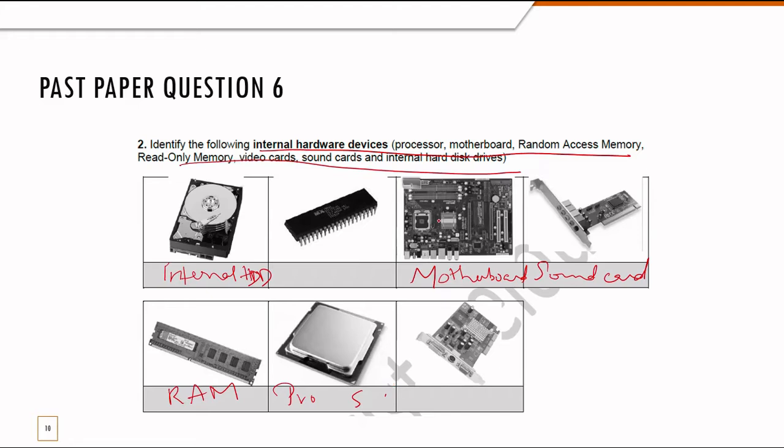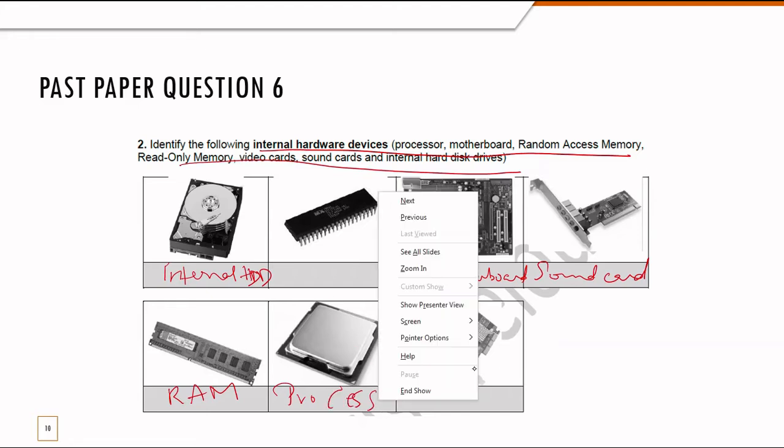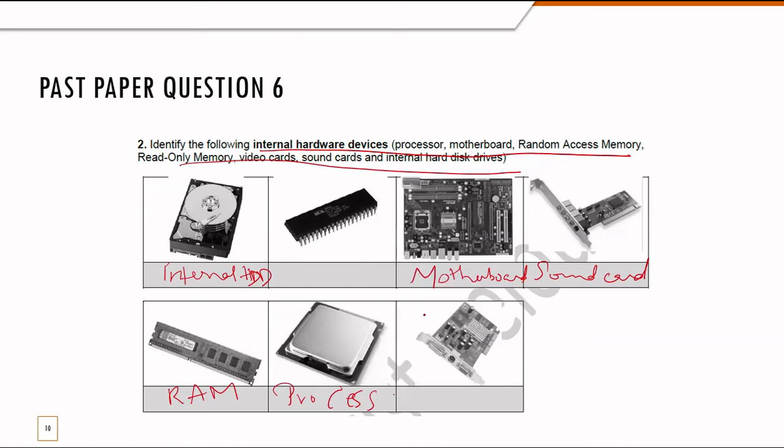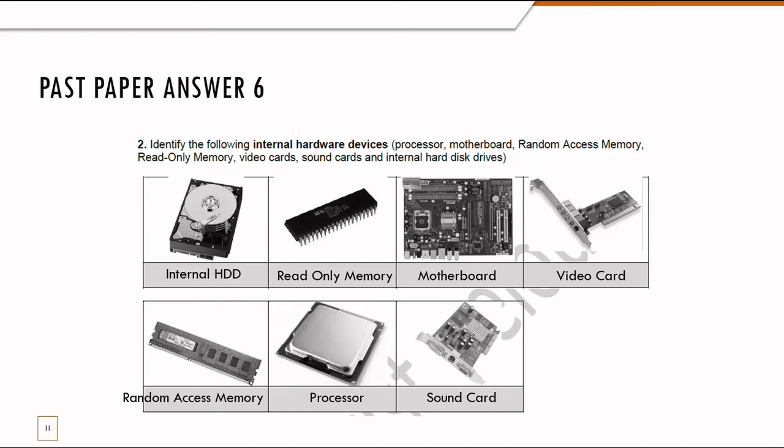And we have the last one. This has a VGA cable coming out of it, so this must be a video card. So what we are left with is a ROM. So now we know this is a ROM. Alright, so let's see if we are right.